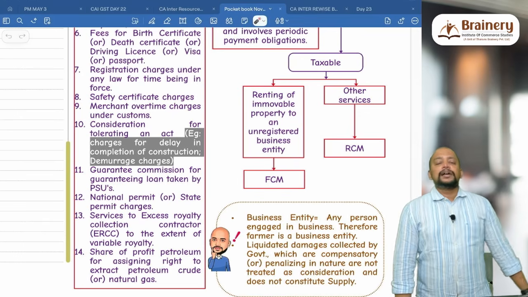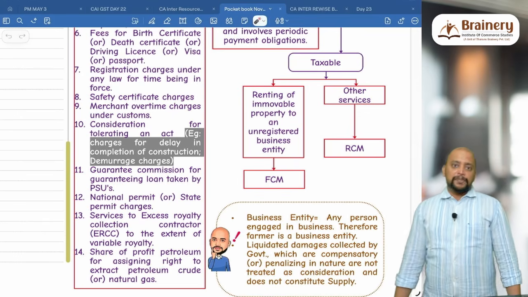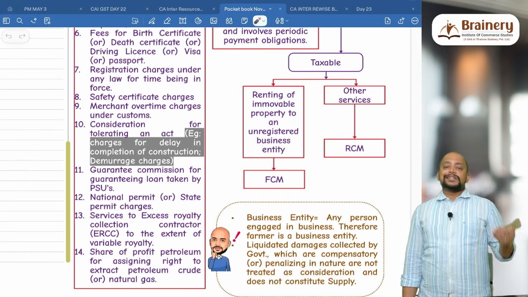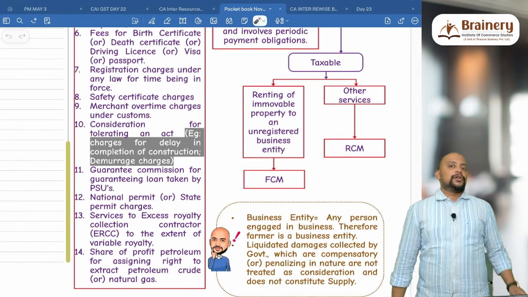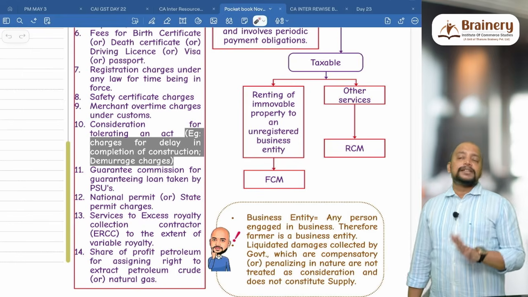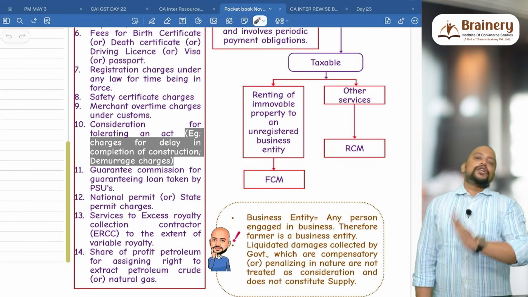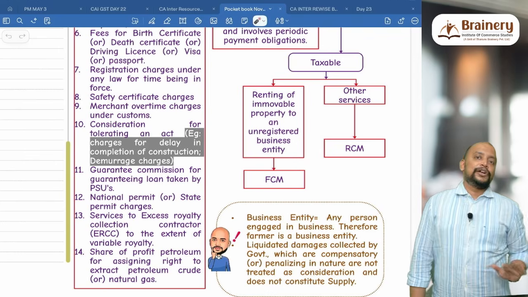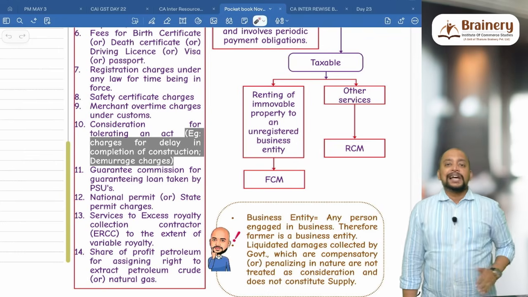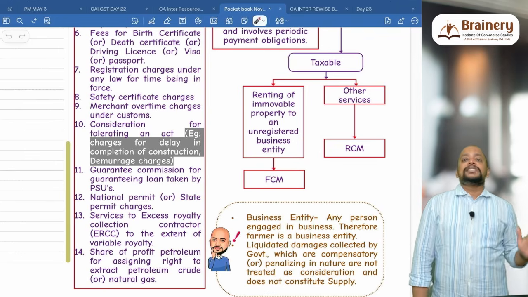And next, guarantee commission for guaranteeing the loan taken by PSUs, national permit charges or state permit charges. Then services to excess royalty collection contractor. An excess royalty collection contractor is appointed to collect the variable royalty and pay fixed royalty. To the extent of that variable royalty, ERCC is not required to pay. Say variable royalty 40 lakhs and the fixed royalty paid by ERCC is 50 lakhs.